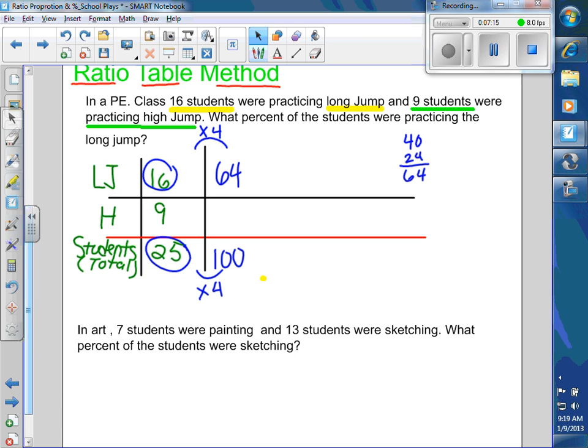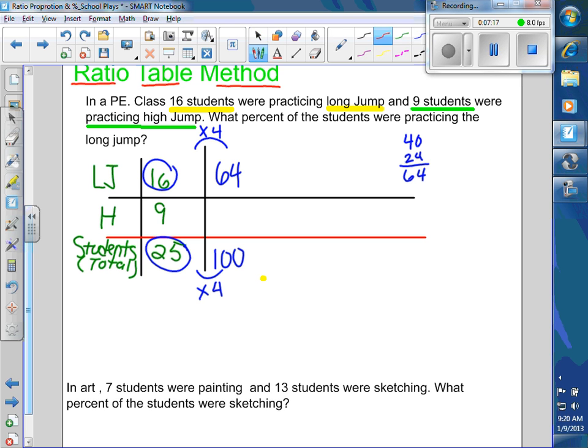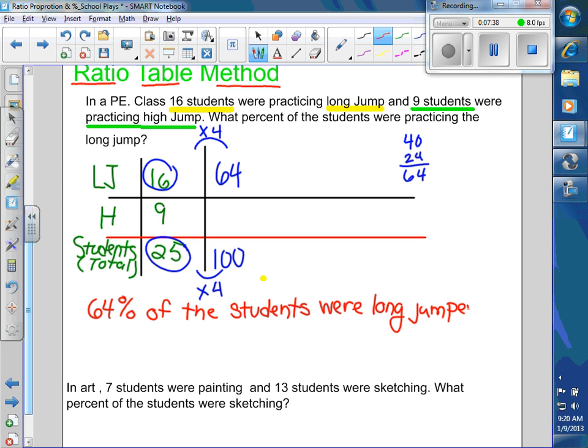Okay? And so we could just write the answer down here, 64% of the students were long jumpers. What's the question? Okay, so can we answer Mark's question? Can you figure out, Mark, what percent of the students were high jumpers?